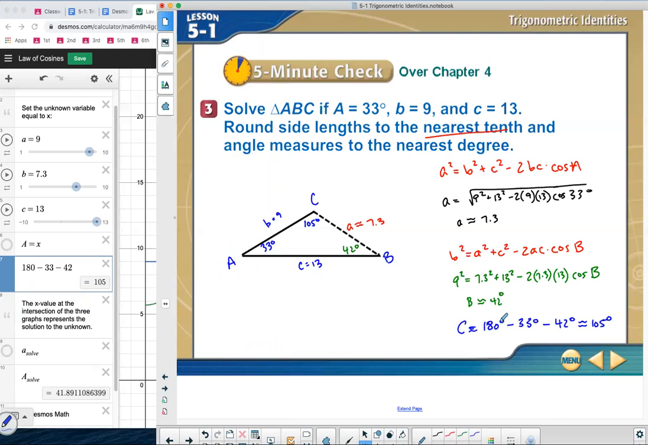So there you have it. That's how you do the bell ringer and review from chapter 4. So here we go with chapter 5.